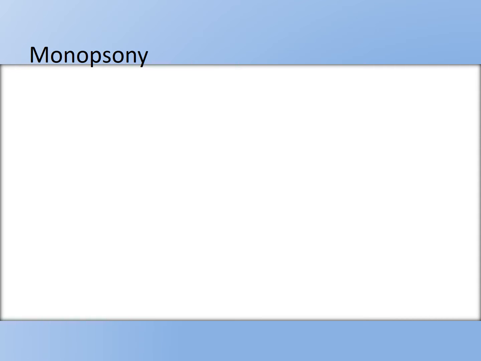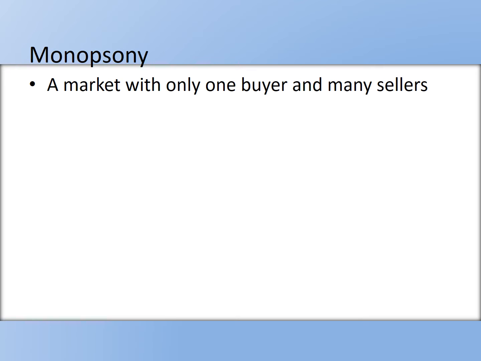Very briefly, this is the last time we're going to go over things in unemployment. Monopsony is a market with one buyer and many sellers. The opposite of monopoly. In monopoly, the seller sets the price. In monopsony, the buyer sets the price.